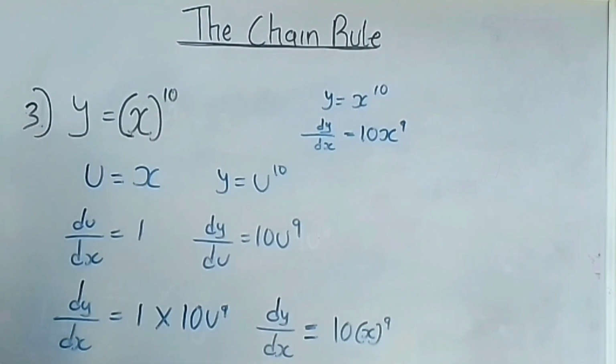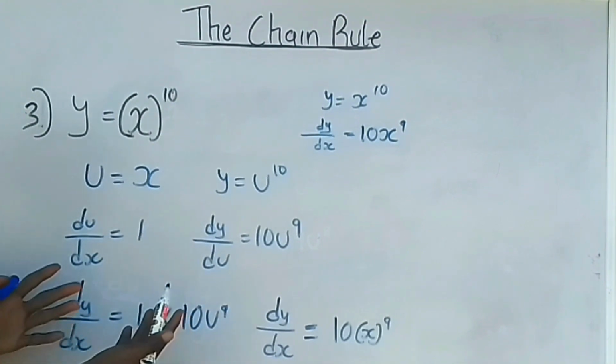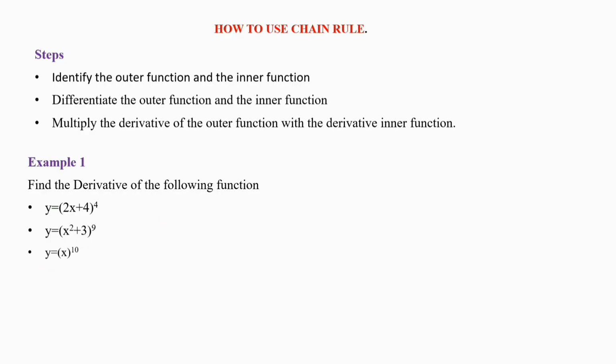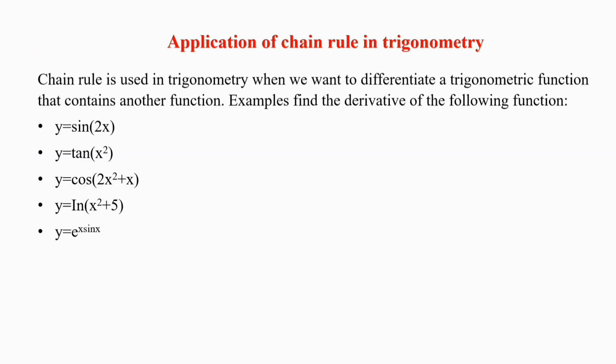So there are some functions that it will be very hard to differentiate using the power rule of differentiation. So we make use of the chain rule of differentiation. Now, when do we use chain rule in trigonometry? Chain rule is used in trigonometry when we want to differentiate a trigonometric function that contains another function.